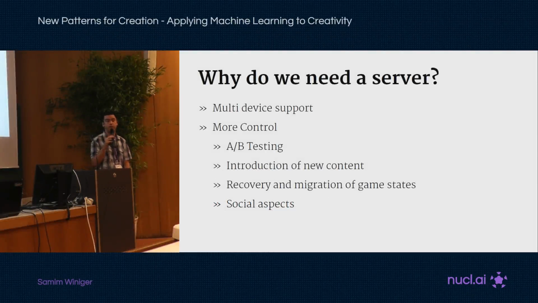The second main reason is more control. We can do A/B testing on the game. Basically, what we normally do is A/B test the configs and see if the balancing is fine. Then we can introduce new content quite easily, because if it's just on the server, it will be propagated. If we break something, it's also easy to recover and migrate the game states of the users if we have a backend. And again, social aspects for casual and competitive games. This means I can visit someone else's town, farm, whatever, right? And it would be much harder to do without a dedicated backend.